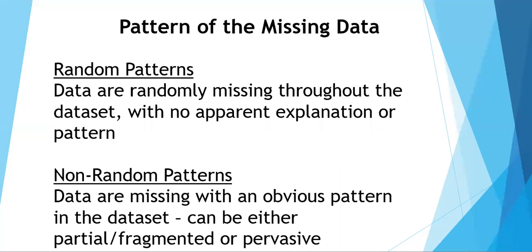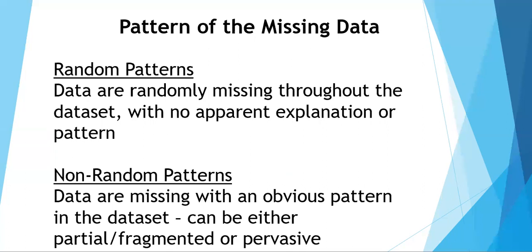When assessing the pattern of missing data, we generally think of patterns as one of two categories: random patterns or non-random patterns. Random patterns are when the probability of a missing cell is like the flip of a coin. It's random. There's no apparent explanation or pattern with those missing data. That would be the most desirable occurrence of missing data, as opposed to non-random patterns, where you are identifying a pattern that can either be partially in the data set or throughout the data set.